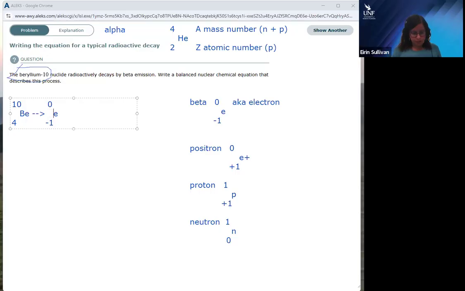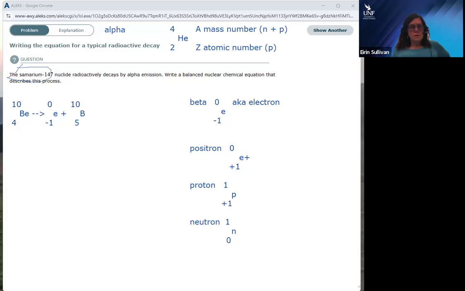So the parent nuclide is beryllium-10. What is the daughter nuclide going to be? So the mass number 10 must be 0 plus what our mass number is for our daughter nuclide, which is also going to be 10. 4 has got to be equal to -1 plus something, so that'll be +5. So Z is changed. So Z of 5 is going to be boron. So let's just check. 10 plus 0 equals 10. Check. And 5 minus 1 is 4 equals 4 on the left-hand side, so check, okay? So that would be our balanced beta emission equation.